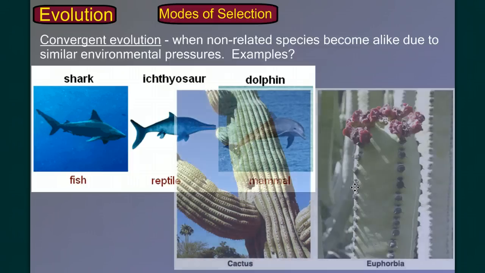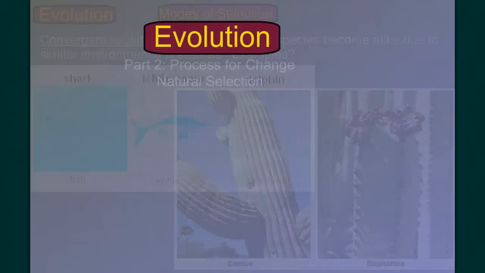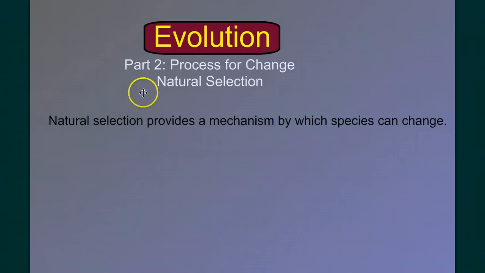How about this example? Here are two plants that occupy very similar habitats, and they've evolved very similar characteristics. We call this again convergent evolution. It's an example of natural selection in action. So there we go. Our section on natural selection is complete. We discussed the history behind how Darwin developed this idea of natural selection, and then we put it into action. So we know natural selection provides a mechanism by which species can change. It's the how to evolution.